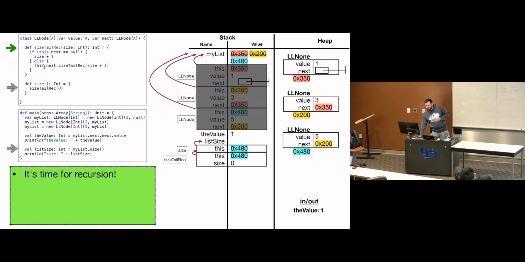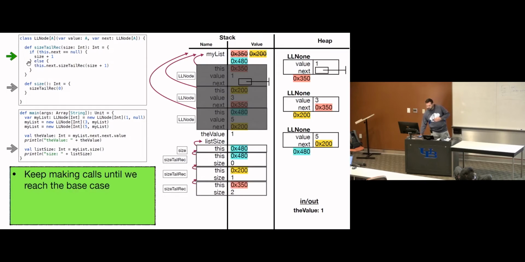So we're going to hit our else, and call this dot next dot size, plus of size plus 1. So 0 plus 1, we're going to get 1, and now this is 200 because that was the calling reference. This dot next up here is the calling reference, which is 200, which is this linked list node. So this is now 200, and size was incremented.